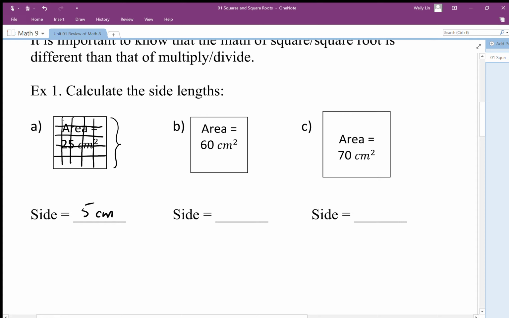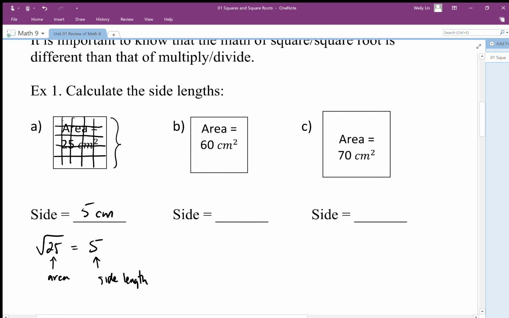And we can also do this by square rooting. If we square root 25, we end up with 5 centimeters. So we can do square root 25, and we end up with a side length of 5. There's my area. That represents my side.